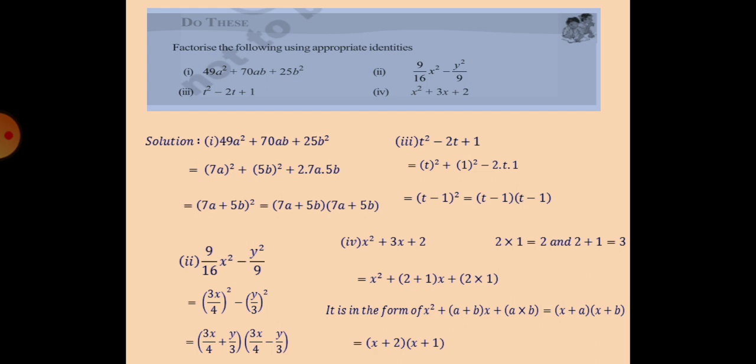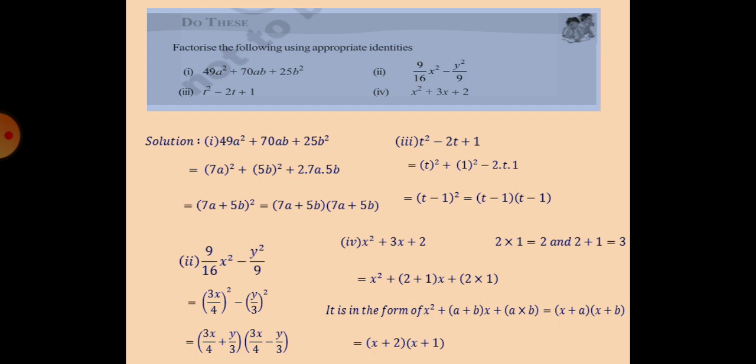So children, here the factorization is easy because the given trinomial resembles the product of the identity. So the factors of t square minus 2t plus 1 is equal to t minus 1 into t minus 1.